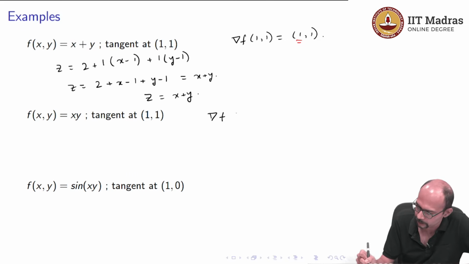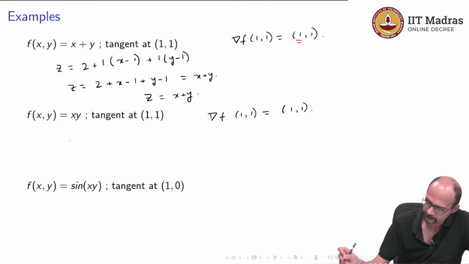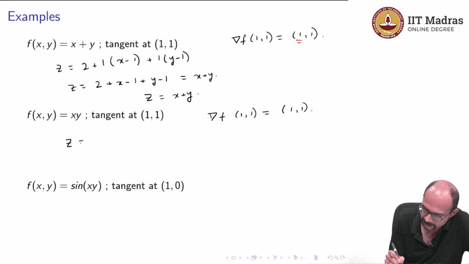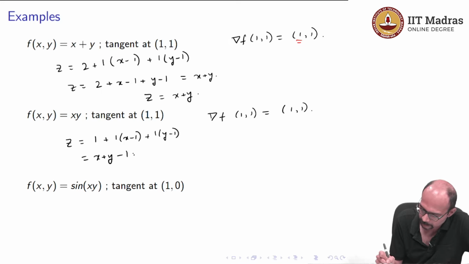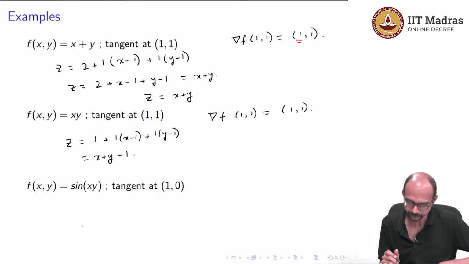Let us do f of x y is x times y. Here we computed the gradient at 1 comma 1, and again this gradient was 1 comma 1. So, here we get z is equal to f of 1 comma 1, which is 1, plus 1 times x minus 1 plus 1 times y minus 1. If you evaluate that, we are going to get x plus y minus 1. So, here the tangent plane is x plus y minus 1.